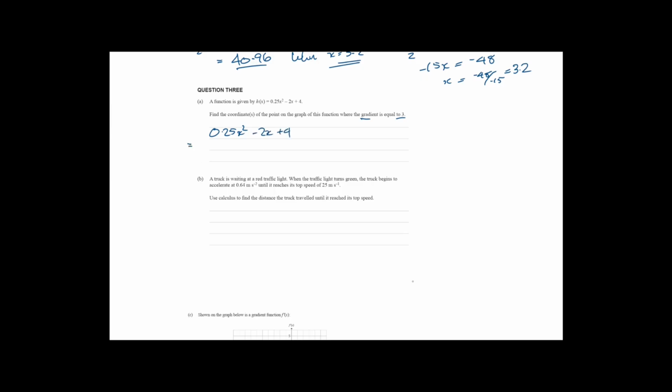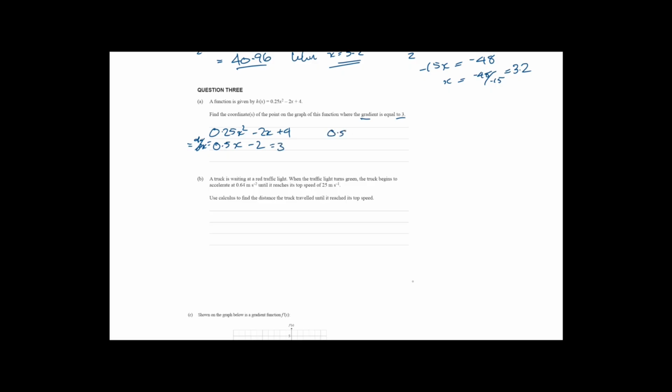Don't complain, I'm writing down the equation again. So 2 times 0.25 is 0.5x minus 2, and the 4 disappears. Gradient. Okay, and we want to set that equal, so that's dy/dx, and we want to set that equal to 3 and find out what x is.